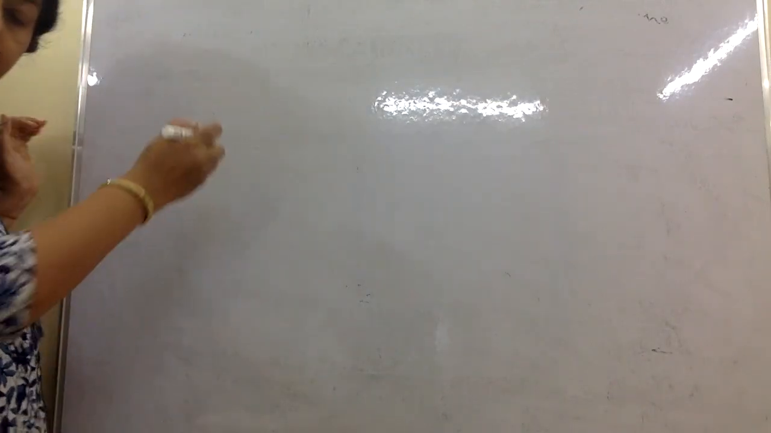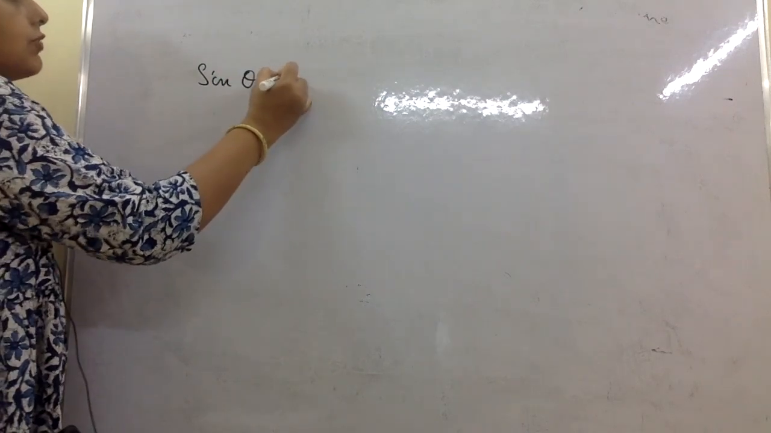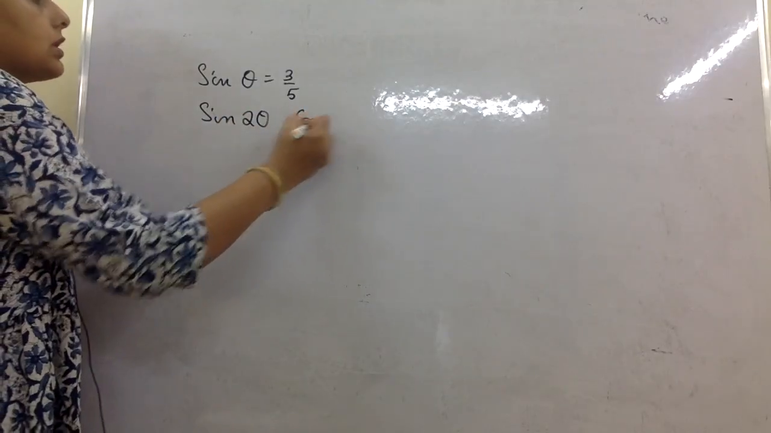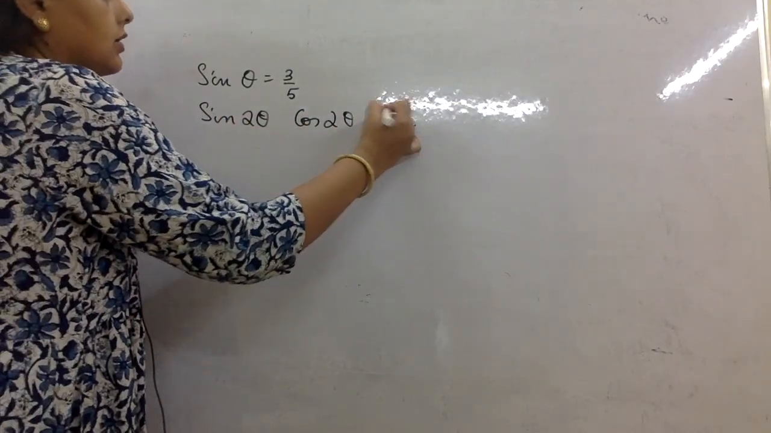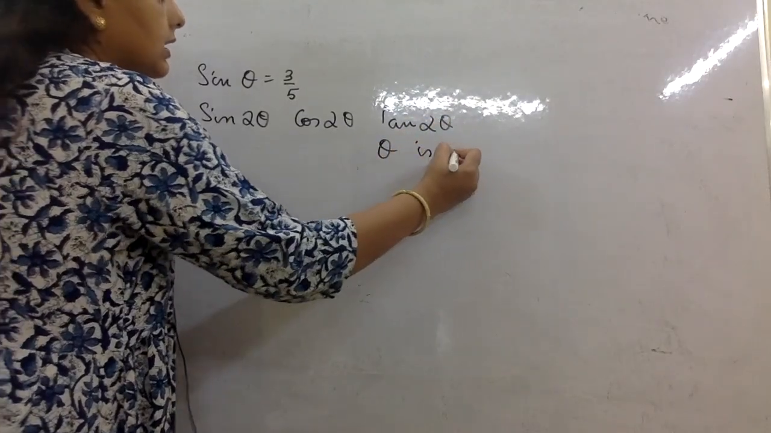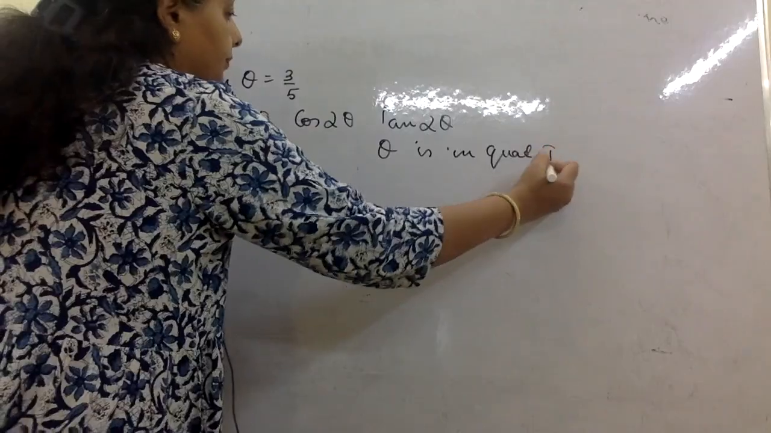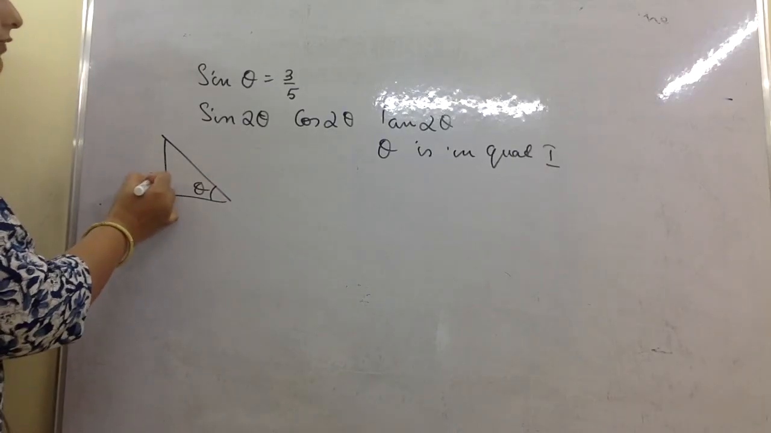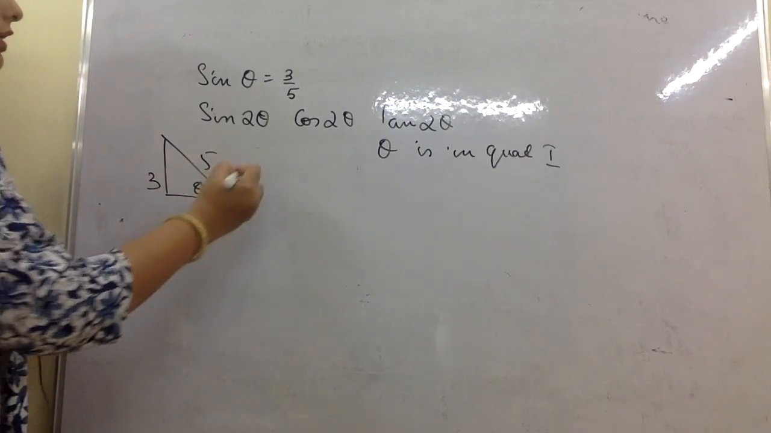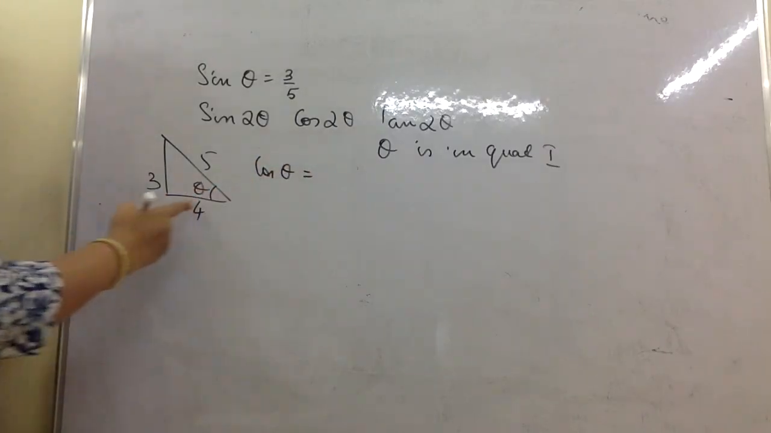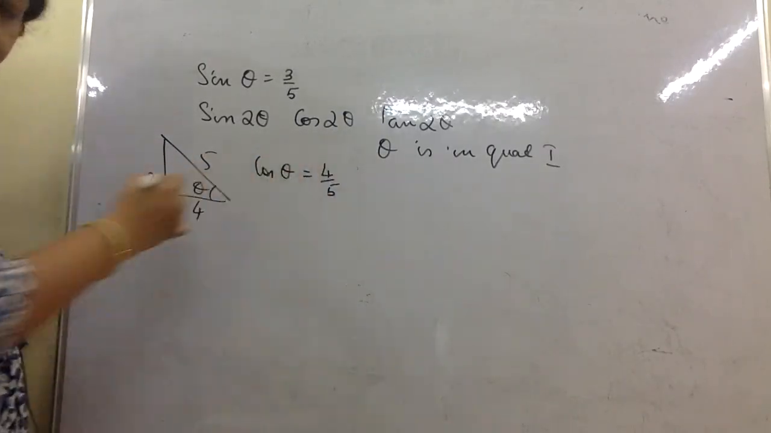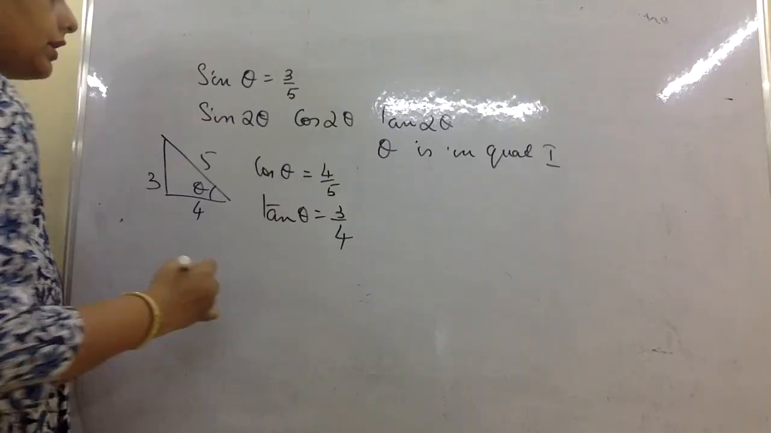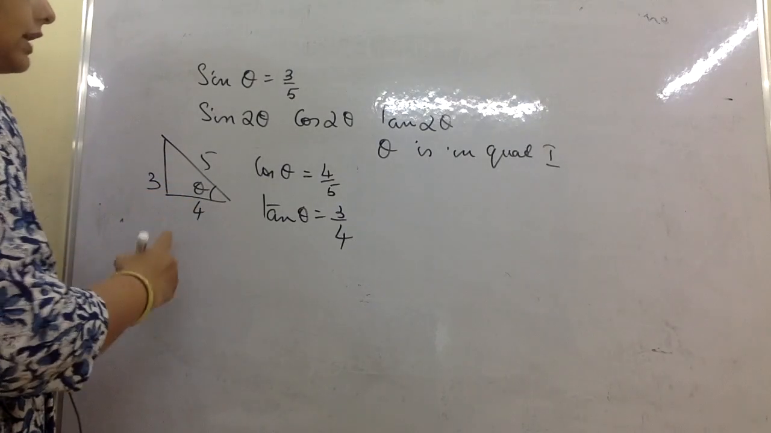Now the next one that we have is sine theta is equal to 3 by 5. We have to find sine 2 theta, cos 2 theta and tan 2 theta when theta is in quadrant 1, the first quadrant. If sine theta is 3 by 5, that means this is the triangle. From here we can get cos theta also. Cos theta is 4 by 5, and tan theta is 3 by 4.